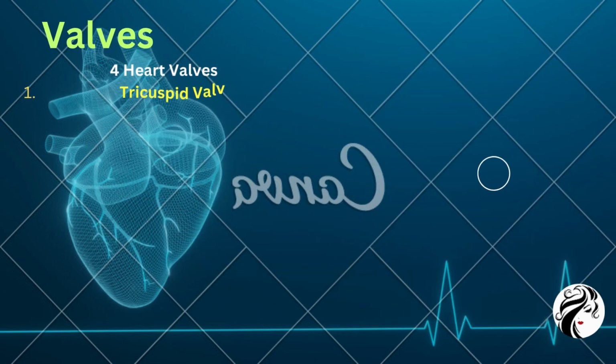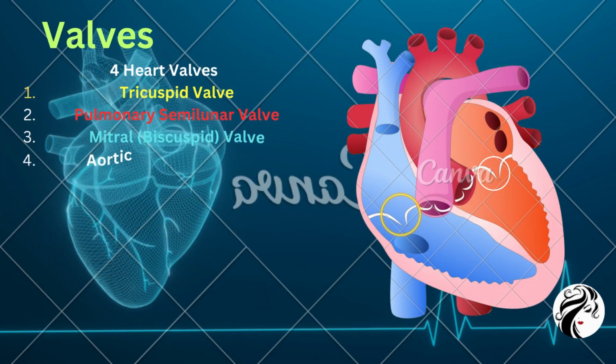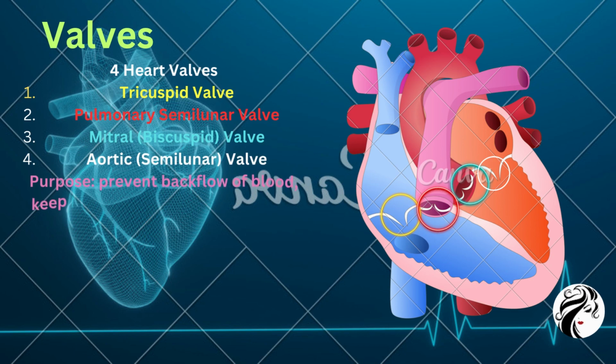Then we have valves. We have four chambers, so we have four valves as well. The tricuspid valve, as you will see, is highlighted as a circle in this image, so it is easily identifiable. Then the pulmonary semilunar valve, highlighted and written in red as well, the mitral and bicuspid valve, and the aortic semilunar valve.